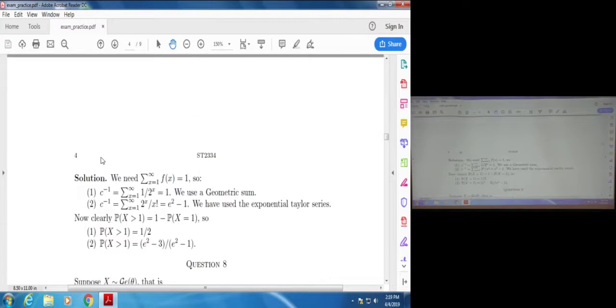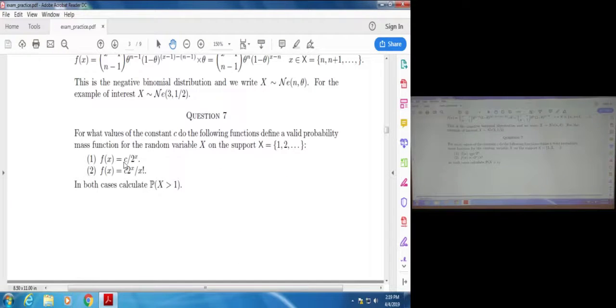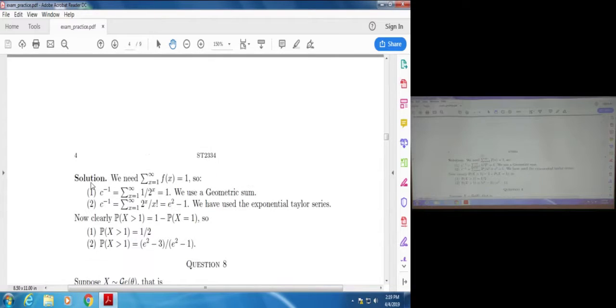Okay, part 1. We need the sum over x from 1 to infinity of f of x to equal 1. So I have the sum over x from 1 to infinity of c times 1 over 2 to the power x equals 1. I can take c to the other side, so c to the minus 1 is the sum over x from 1 of 1 over 2 to the power x. This is an infinite geometric series. The common ratio is less than 1, so the value is the first term over 1 minus the common ratio. Here the common ratio is a half, so this is a half over 1 minus a half, which is 1. So c to the minus 1 is equal to 1, so c is equal to 1.